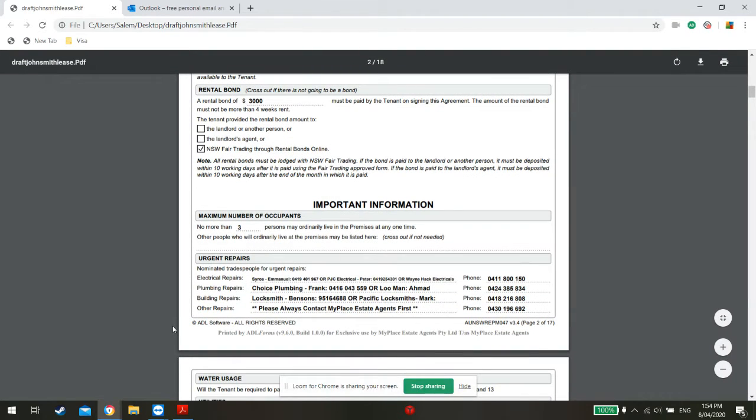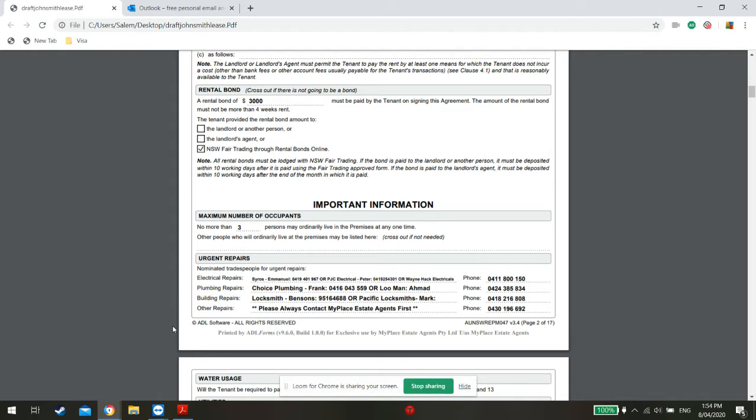Scrolling down, you'll find the rental bond amount. So, for example, on this lease, it's $3,000. The rental bond is almost always 4 weeks' rent and paid directly to the Rental Bonds Board. You would have already paid the bond online before signing this lease, and if you haven't yet, please make sure you do.